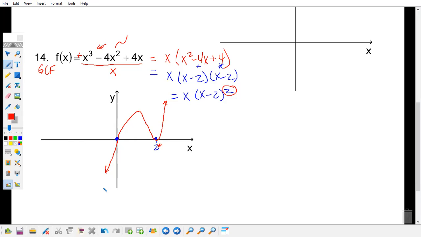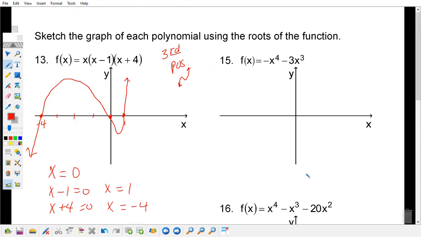All right. Do we see the difference between a single and a double root? Yes. Okay. You're doing 16 on your own. Okay, 15. Now we have a negative quartic, right? How do I know that? The negative sign and the 4.